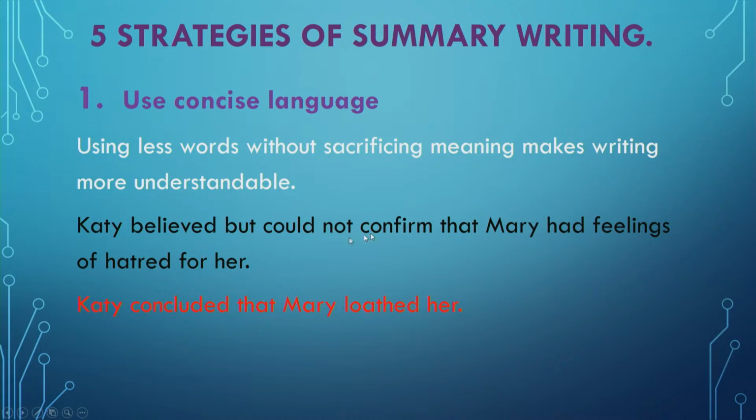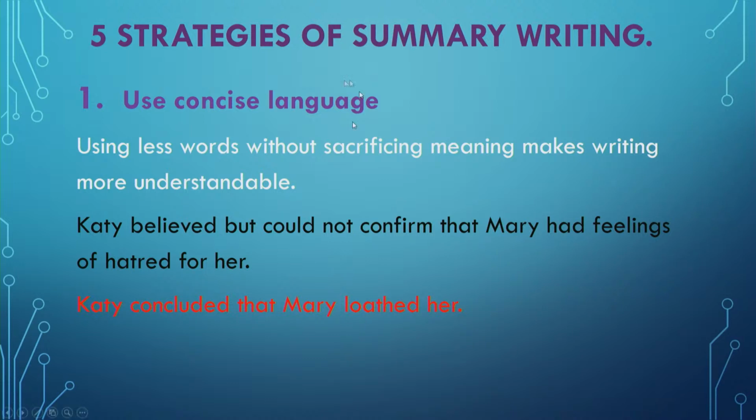In this sentence in black, it says here, Katie believed but could not confirm that Mary had feelings of hatred for her. So this is the original text given to you. Now you have to summarize this sentence in your own words. How would you do that? Remember, what should you keep in mind? You should stick to the same meaning of the text, and you should use short or fewer words. Let's have a look. You can say that Katie concluded that Mary loathed her. Loathed meaning that hated her.